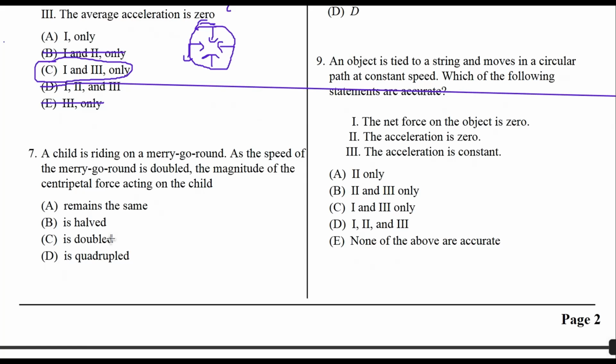Now, number 7. So this one's the 1-1 method question. We want to figure out what happens to centripetal force as the speed ends up being doubled. So again, we look at the equation, Fc equals mv squared over r. Mass is staying the same, radius is staying the same, but the speed is being doubled. So it's going to be 2 squared over 1, which means that the answer is going to be quadrupled. All right.